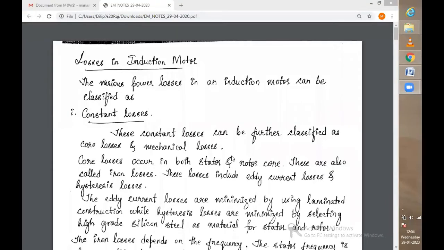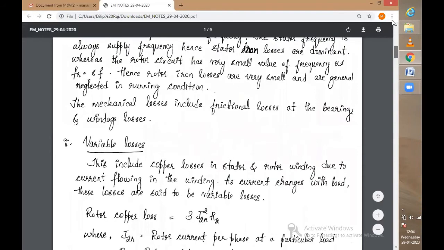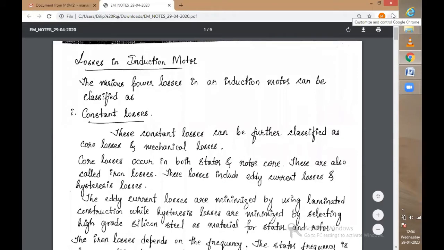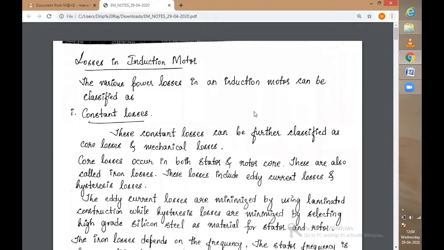Various power losses in an induction motor can be classified as follows. The first one is constant losses, the second one being variable losses. Under constant losses, there is a further classification: core losses and mechanical losses. These core losses are also called magnetic losses. Let us discuss the core loss or the magnetic loss first.